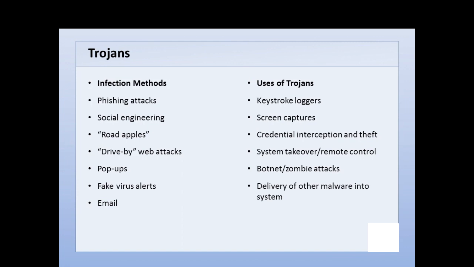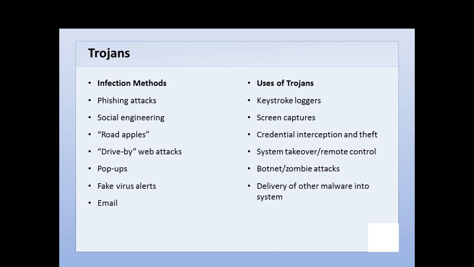Some of the infection methods that a Trojan may have include phishing attacks, social engineering, obviously we've talked about, getting someone to load a USB stick. One popular social engineering attack is the use of road apples. That's basically where you drop a USB stick in a parking lot and someone picks it up and says, "Hey, somebody lost a USB stick. I wonder what's on it." So they put it in their computer without virus scanning it.